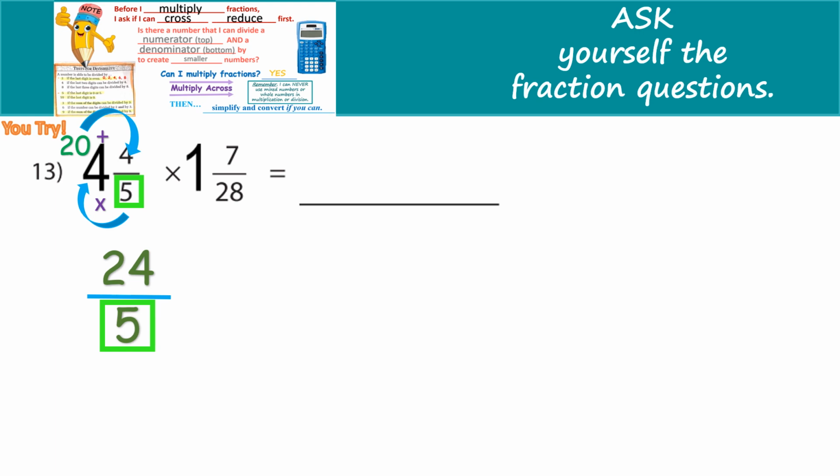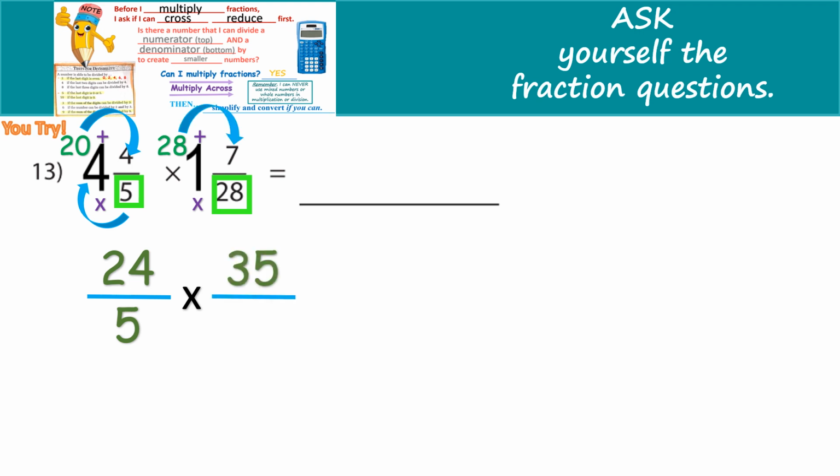And then for your second one, you started at the 28 and you multiplied going around clockwise. 28 times 1 is 28. And then you add the 7 to it. And so 28 plus 7 would give you a total of 35 for your numerator. Kept your denominator of 28.